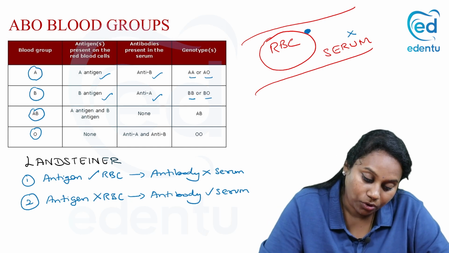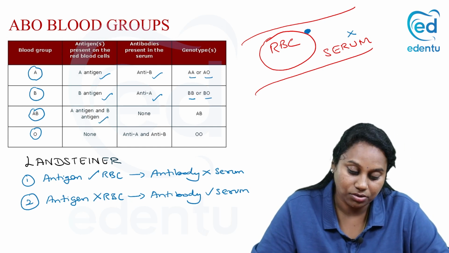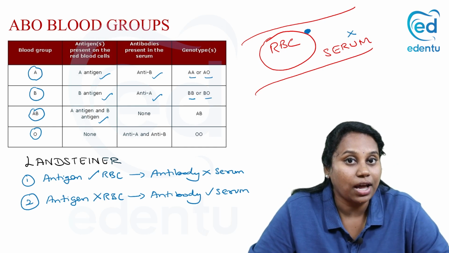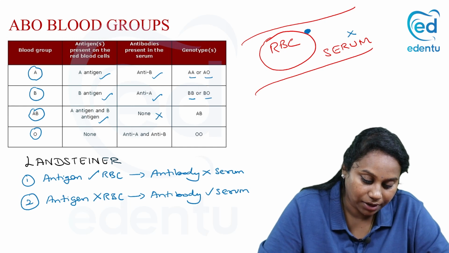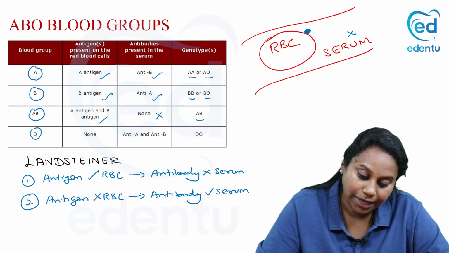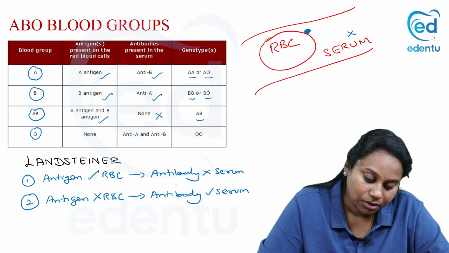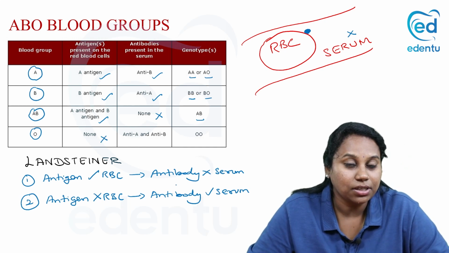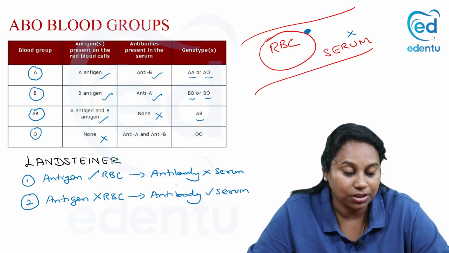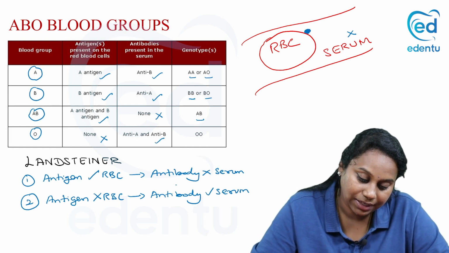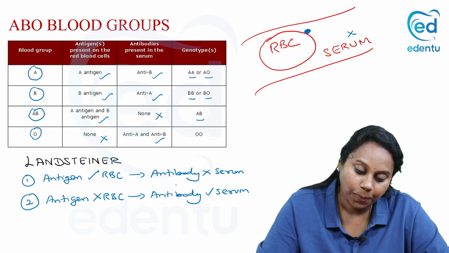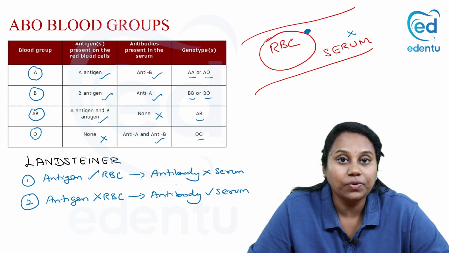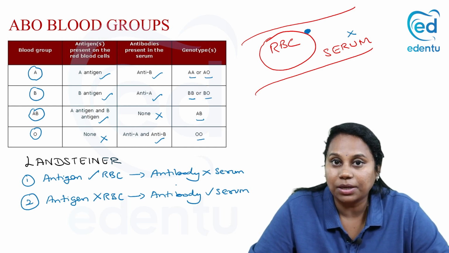AB blood group: both A antigen and B antigen are present on the RBCs. If both antigens are present, the corresponding antibodies should be absent in the serum. That's why no antibodies are seen. The genotype is AB. O blood group: A antigen and B antigen, both are absent. If the antigen is absent, the corresponding antibody should be present in the plasma or serum. That's why it has anti-A and anti-B antibody. The genotype is OO.